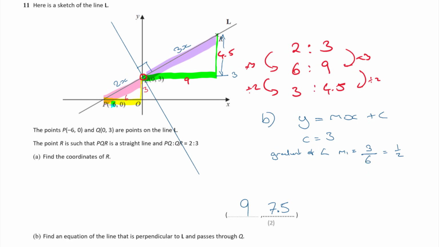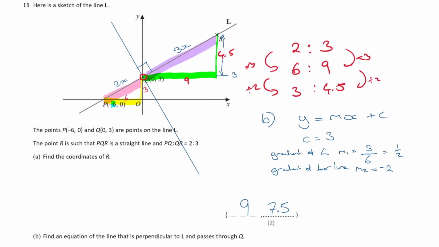Okay, so then the gradient of my new line, so the gradient of the perpendicular line, which I'm going to call M2. Now the gradient of a perpendicular line is the negative reciprocal of the other line. So if I know M1 is a half, then I can flip that over. So half becomes 2 over 1, or just 2, and then I change the sign so it becomes minus 2. So my perpendicular line has a gradient of -2.